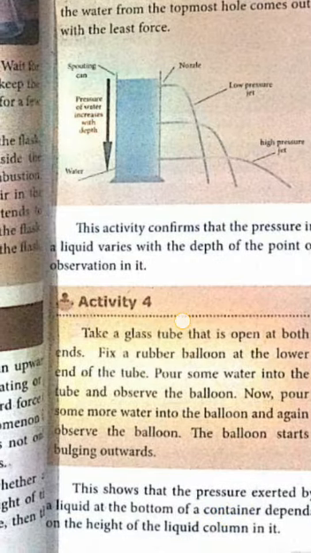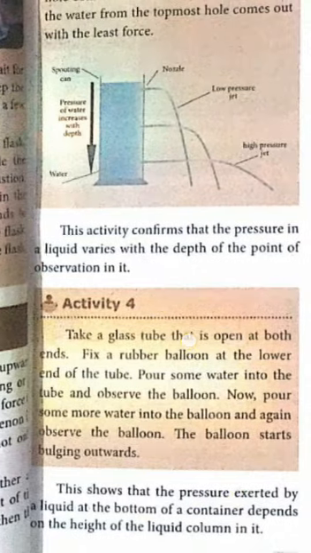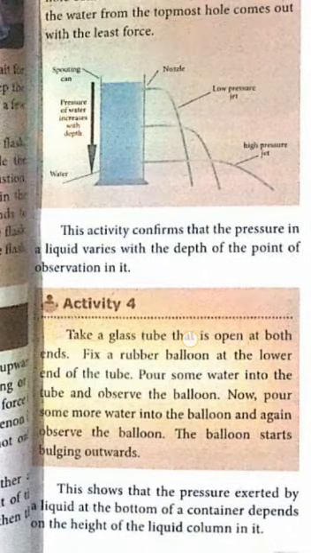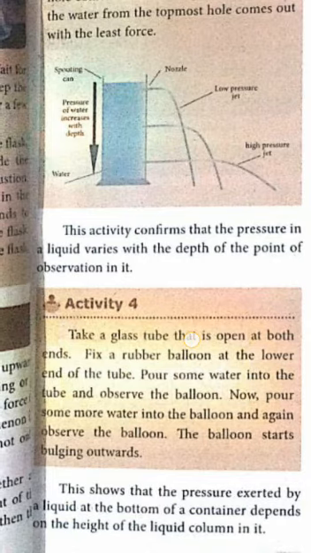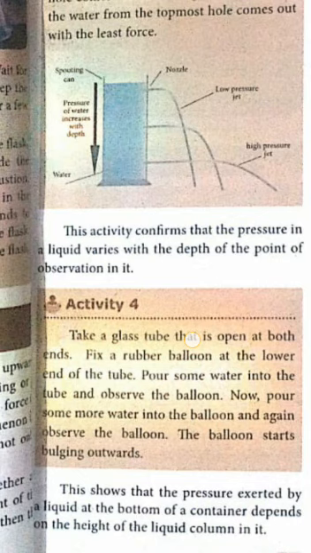From this activity, we infer that the pressure exerted by the liquid column at the bottom of the container depends on the height of the liquid column in it. So when the height of the liquid column is more, pressure will be more. If the height of the liquid column is less, then pressure will be less.